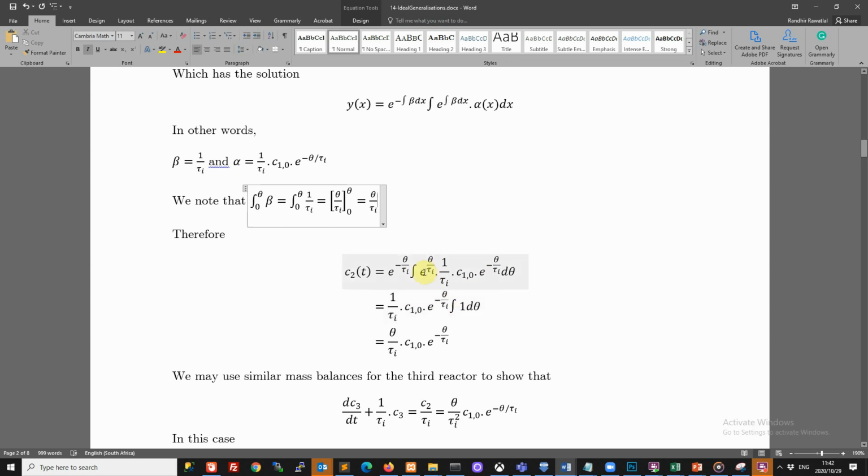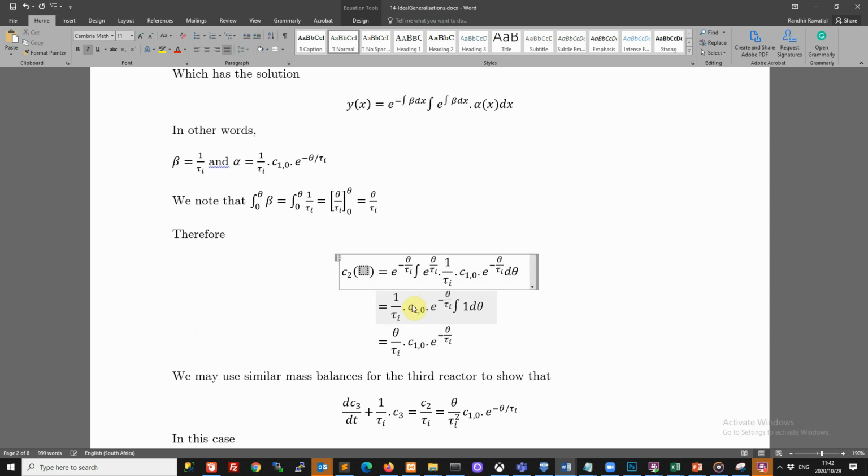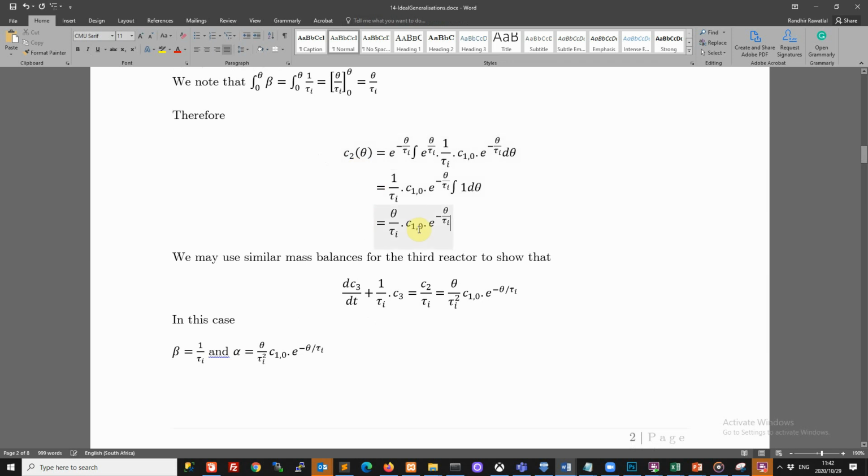And then left over is this e to the theta over tau I and e to the minus theta over tau I. So if you multiply these two together, you get a 1. So there's 1 there. And so if you integrate this, you are going to get theta. So we just take the theta out there, and then that's our C2 as a function of t or theta. It's a little better to write it as theta. Okay, so there's our C2.